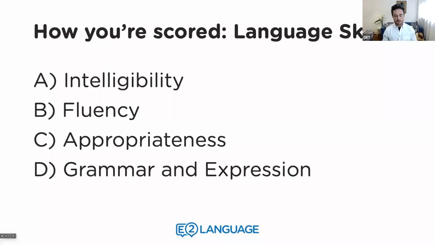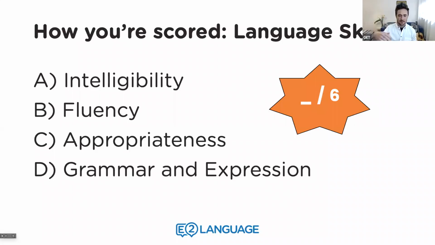That is, the sorts of phrases and vocabulary you use are appropriate to the particular context. And of course, grammar, okay? So plural nouns, verb tenses, articles, formulation of questions, stuff like that. They're the language skills. And you're scored out of 6 for each of these. So intelligibility, you'll get a score out of 6. Fluency, a score out of 6, etc.